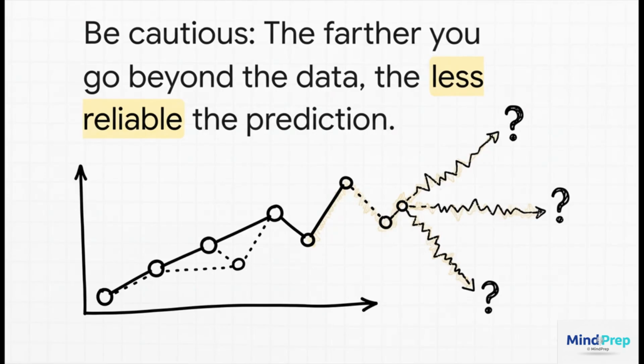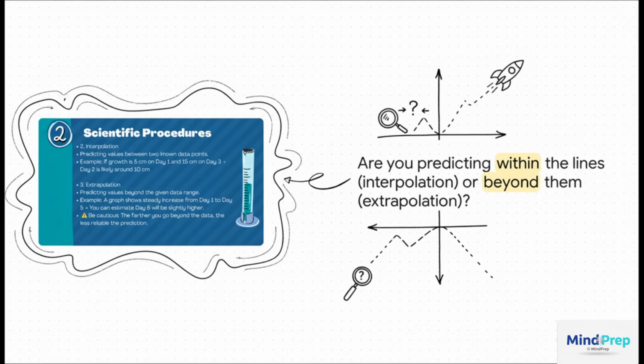And this is a super important warning. Predicting what happens on day 6 based on 5 days of data, that's probably okay. But trying to predict what happens on day 600? Whoa, that's a huge leap. The trend could totally change by then. So remember, the farther out you predict, the less certain your prediction becomes. So whenever you see one of these questions, ask yourself, am I just filling in a gap in the middle of the data they gave me? Or am I trying to guess what happens after the whole experiment is over? Knowing which one you're doing is half the battle.